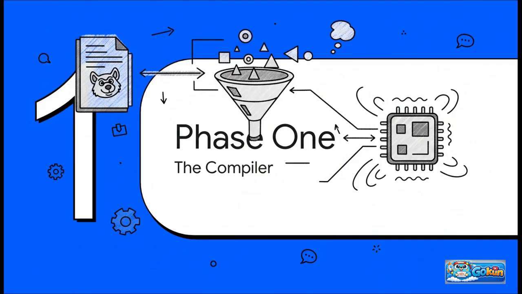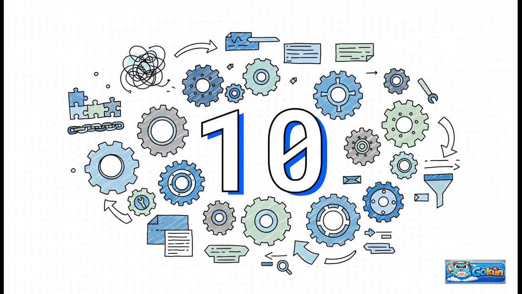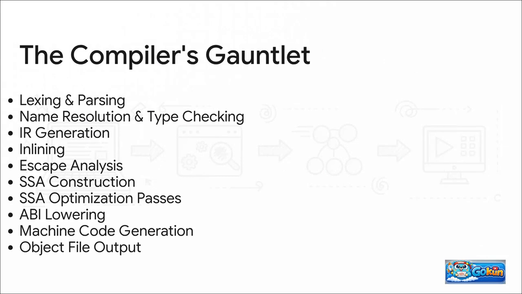Okay, let's zoom in on that first phase, the compiler. Its whole job is to take the Go code that you and I write and translate it into a language the computer's processor can execute directly. But it's not just a simple one-to-one translation. Oh no, it's way cooler than that. In fact, the Go compiler doesn't just translate your code, it puts it through a super rigorous 10-stage process. That's right, 10 stages of transformation and optimization, all designed to make your code as lean and fast as humanly possible. And here they are, the whole gauntlet.